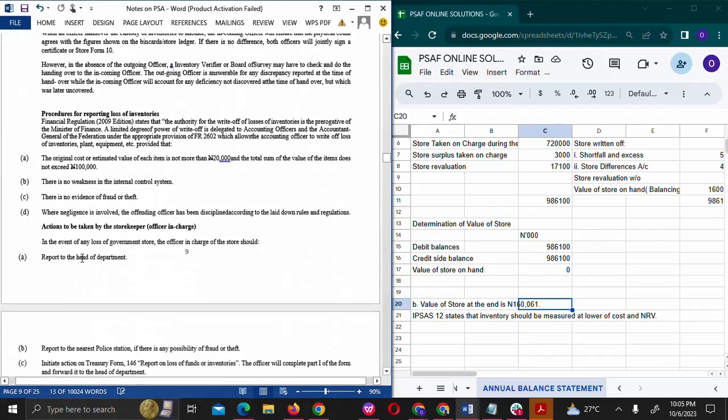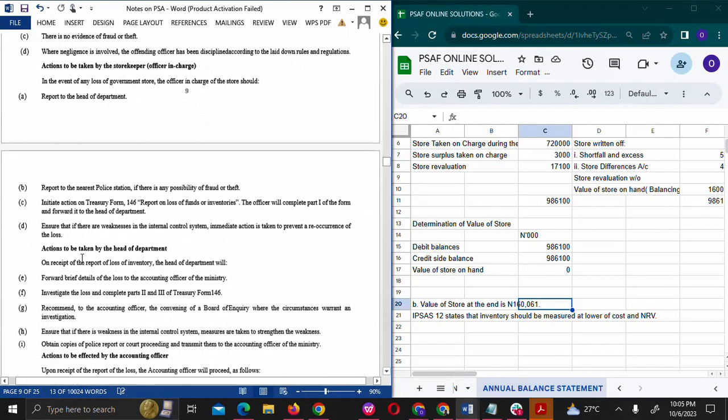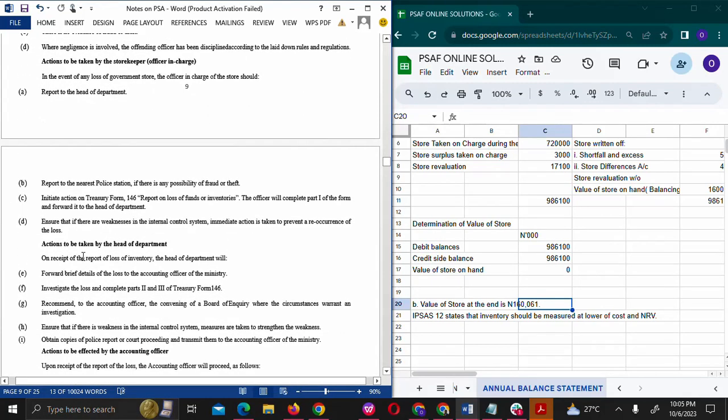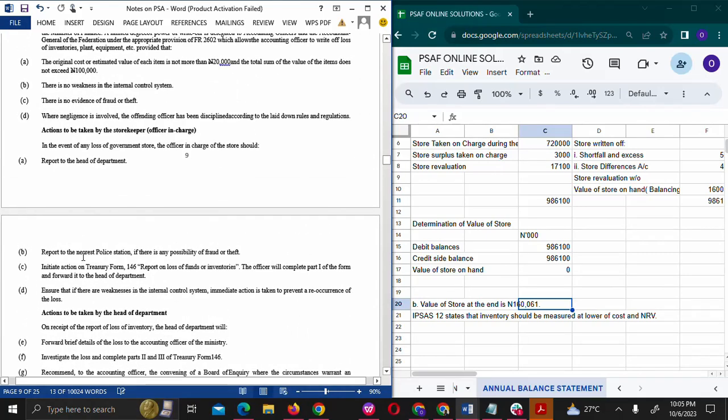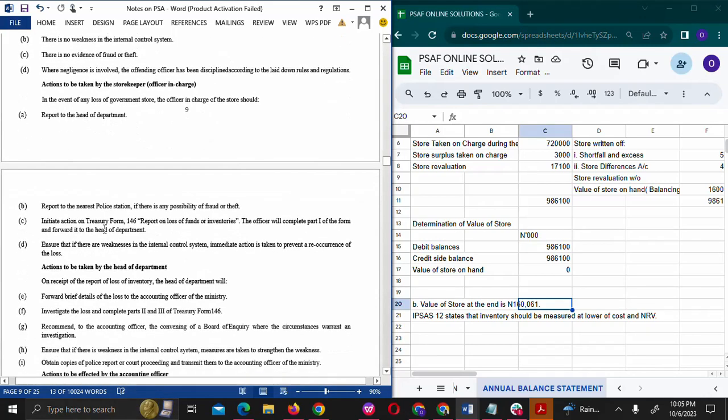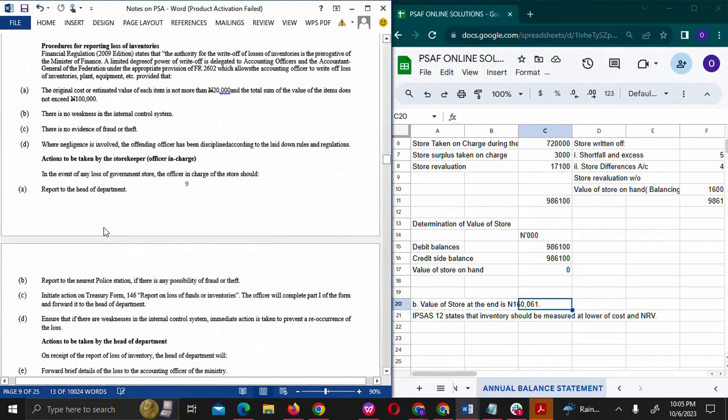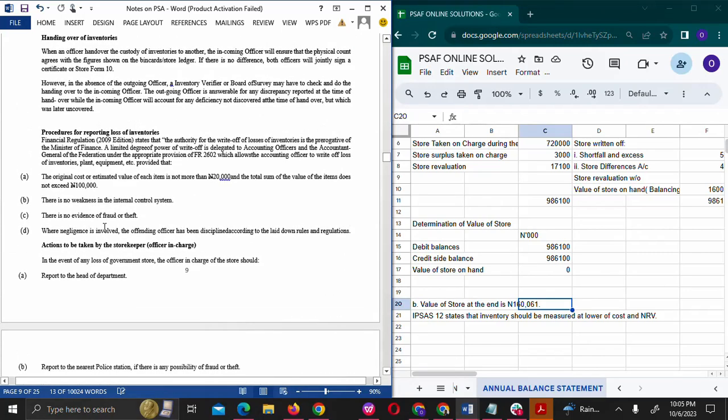Also, I want to believe you've done loss of store. Have you done loss of store and loss of government funds? I don't think so. But okay, don't worry.